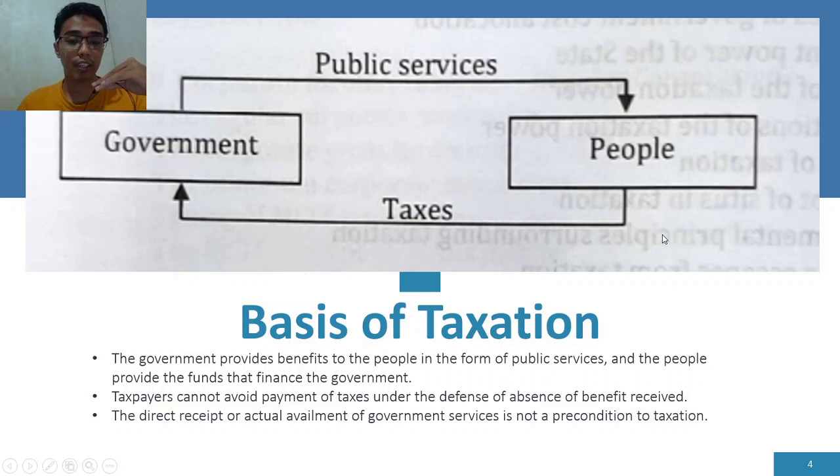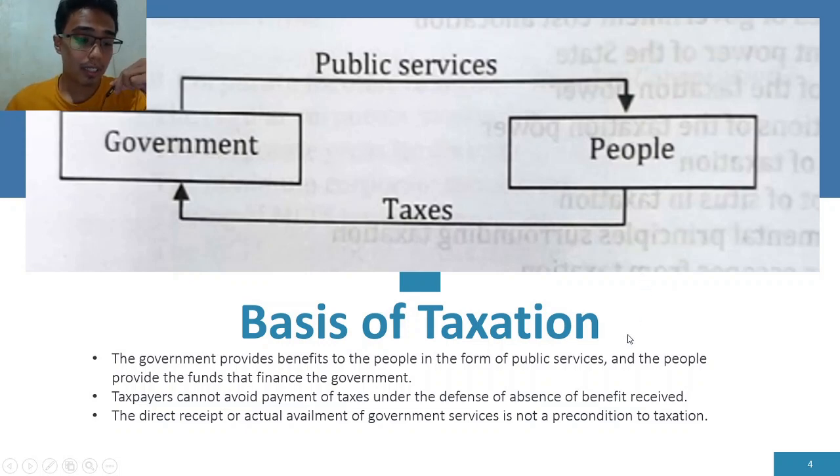So next is the basis of taxation. Okay. So iba yung theory, iba naman ang basis. Okay, so the government provides benefit to the people in the form of public services, and the people provides funds that finance the government. Okay, so as you can see here in this picture, the basis of taxation is the mutual benefit of both the government and the people. Okay, so yung government, it provides public services to the people, while the people naman, it provides funding through taxes to the government. So that is the basis of taxation in theory.